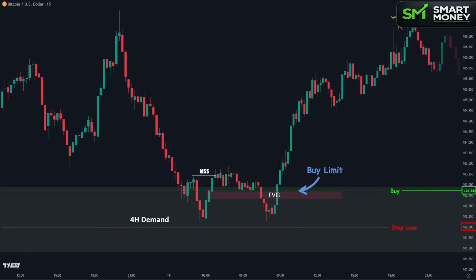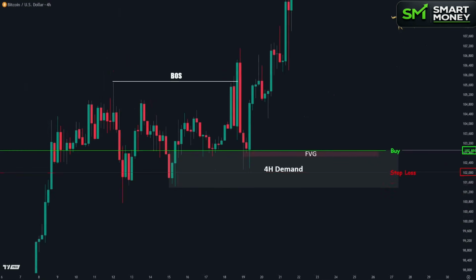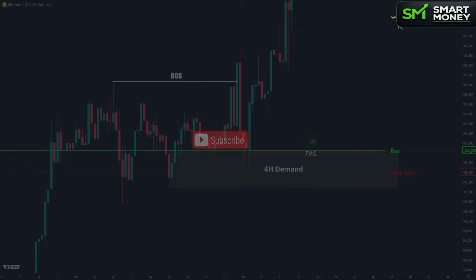As you can see, price retraces into our buy limit order, activates the position, and then pushes higher exactly as anticipated. This example shows how combining a higher timeframe demand zone with lower timeframe confirmation can produce a precise, high-probability entry.